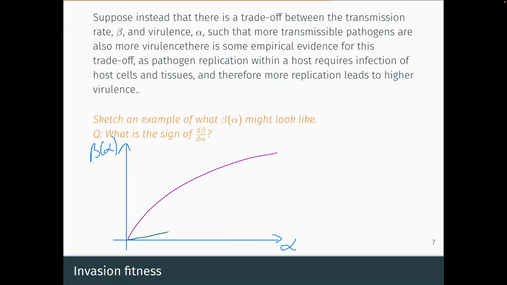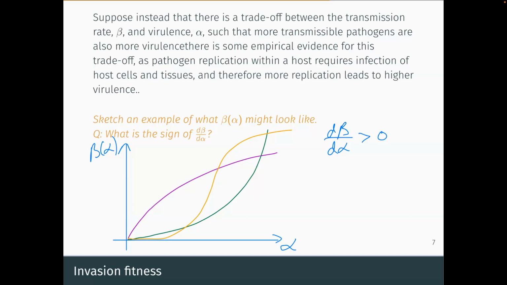We could see something like this, perhaps, where your transmission rate becomes higher and higher and higher, even if your virulence isn't becoming super high. Or you could see more complex things, maybe something like this. Or you have a bit of both of these things, depending on where you're at. There's a saturation effect, maybe. In all of these cases, though, what we want is this gradient, this function, to be positive at the very least. This curvature might vary, though.